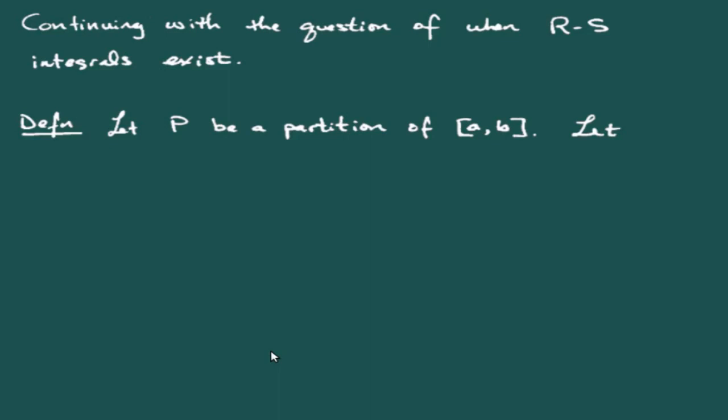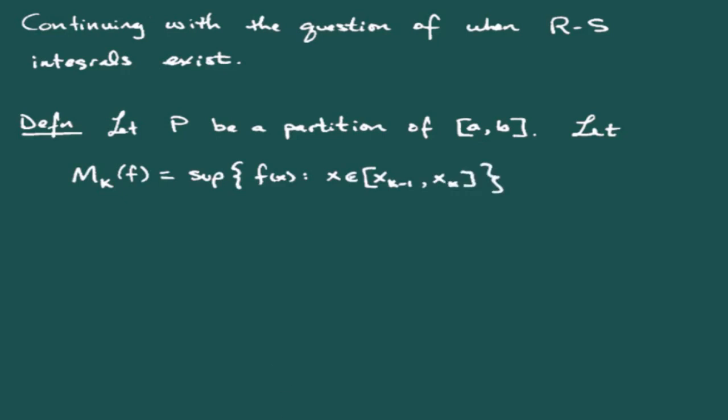And so let's start off with a definition. Suppose that we've got a partition P of [a, b]. Then for each one of those subintervals x sub k minus 1 to x sub k, we're going to take the supremum of all of the function values over those subintervals, and that supremum we're going to call capital M sub k of f. Likewise, we can take the infimum of all possible function values over that same subinterval, and we'll call that little m sub k of f.